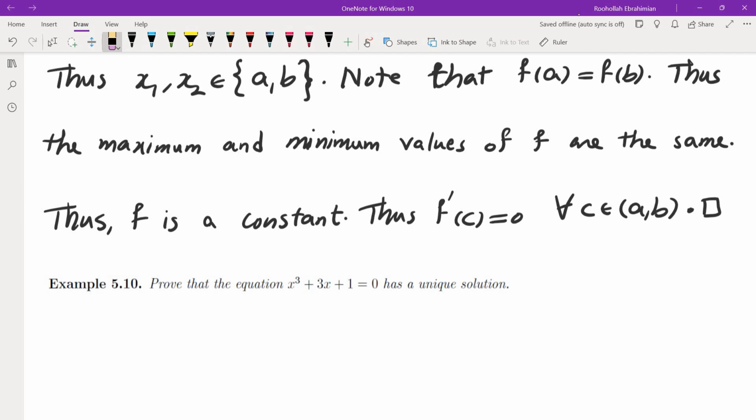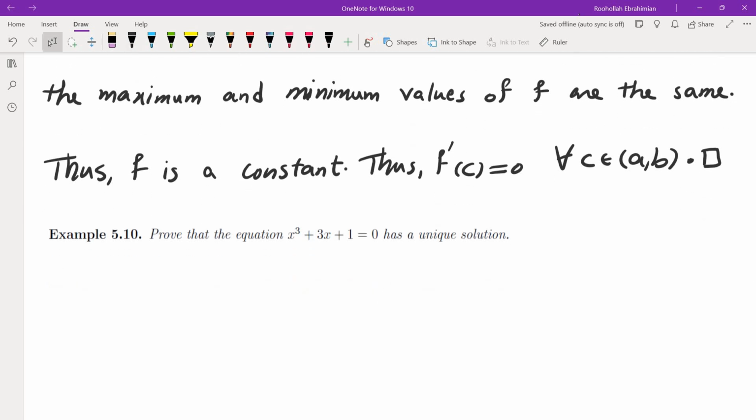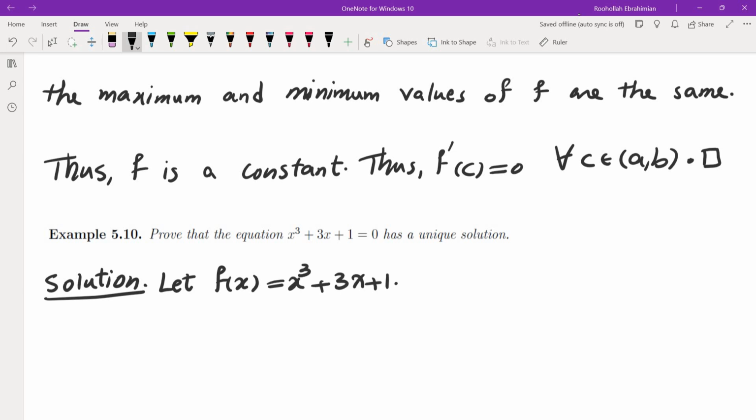Okay, next we're going to do an example. Prove that the equation x cubed plus 3x plus 1 equals 0 has a unique solution. So first we're going to have to show there is a root for this equation. Then we're going to have to show that there's not more than one root. So in order to show the existence of a root, we often use the intermediate value theorem. So let f of x be x cubed plus 3x plus 1.